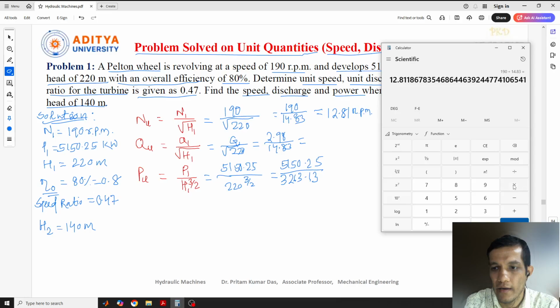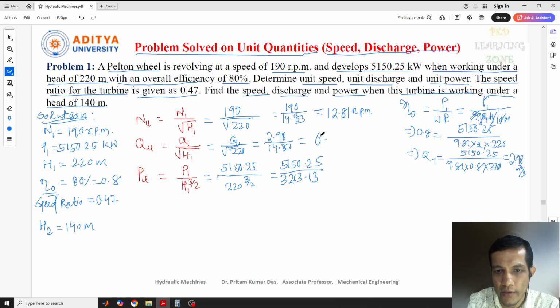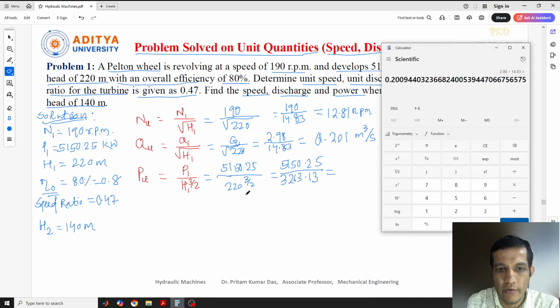Okay, and the second one, leave it. So we'll do one thing, 2.98 divided by 14.83. This is 0.200, this is very small. Anyway, what value we got, I can write this is 0.201 meter cube per second. This is the unit discharge. Similarly, our unit power also we can calculate.